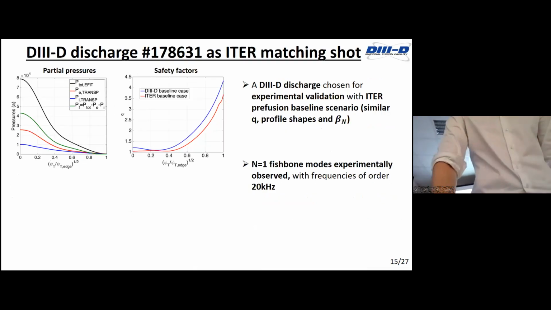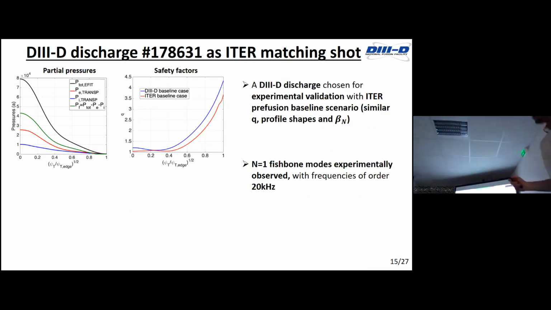So for that, we have selected a DIII-D shot, similar to the experiment in terms of similar q profiles, profile shape and beta N. So here you can see the different safety factors. In red you have ITER, in blue, DIII-D. And here are the profile shapes.